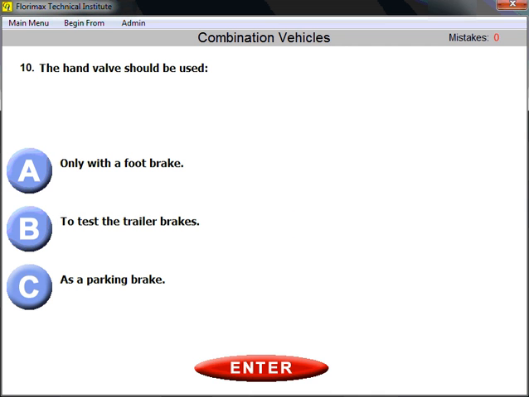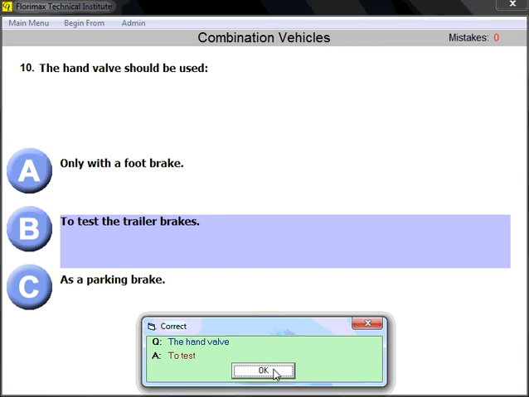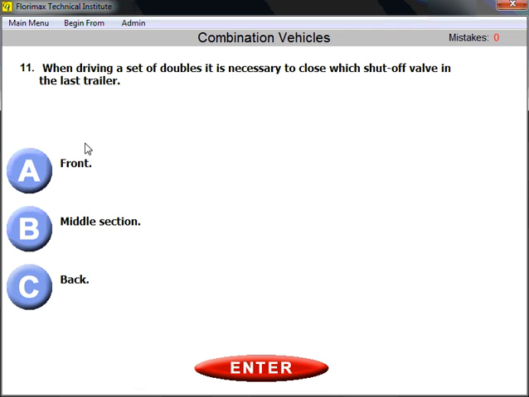Question number 10. A hand valve should be used. You just again need to remember, hand valve is a special device which is used only for one purpose: to check, to test the trailer brakes. Nothing else. Not for anything else. So hand valve should be used to test the trailer brakes, only for this particular purpose. Never during your movement, and not for anything else, no matter what.